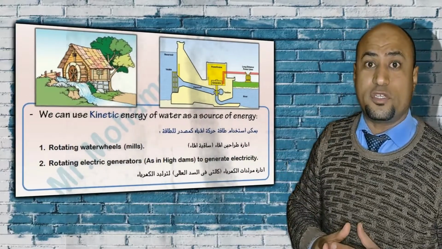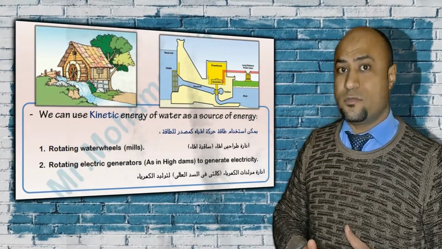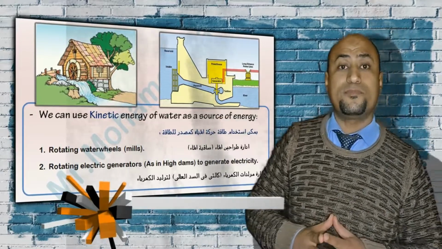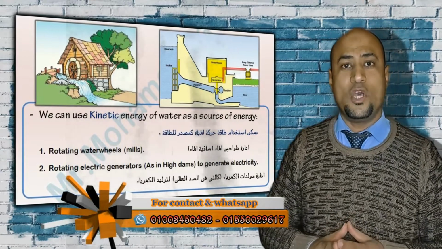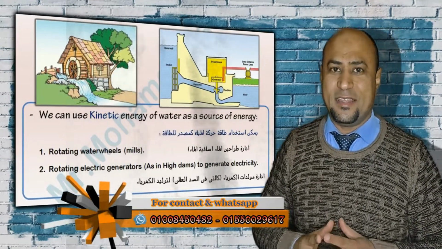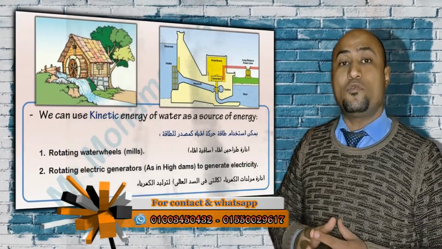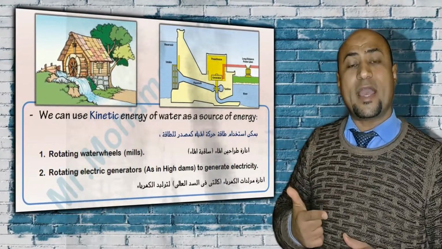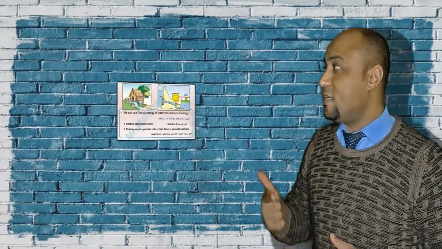So we can use this kinetic energy or the movement of water in number one, rotating water wheels or mills. We can use the movement of water in rotating turbines which are used to generate electricity in high dams. Again, the movement of water can be used in rotating water wheels, and also in rotating turbines which are used in generating electricity.